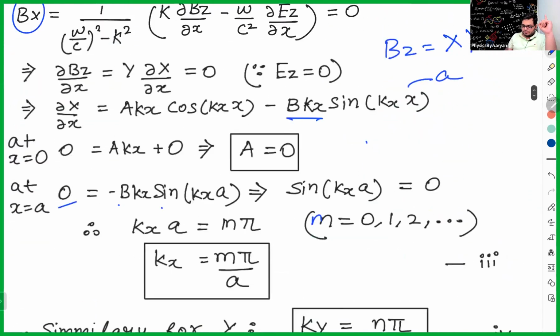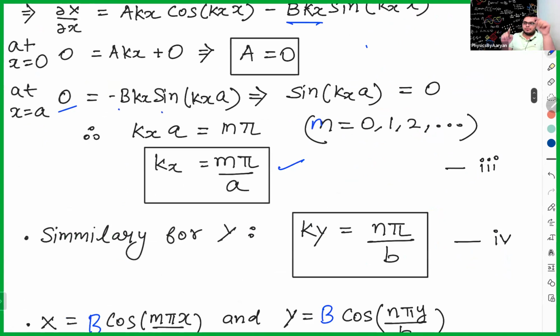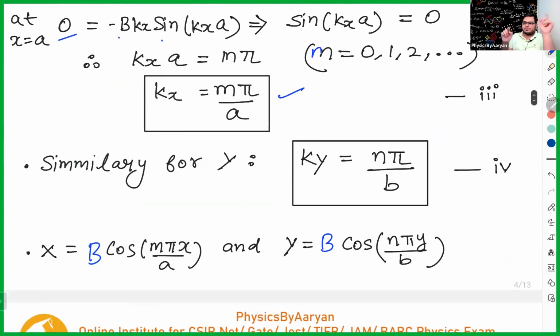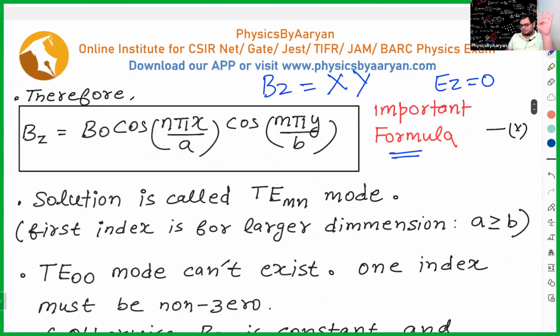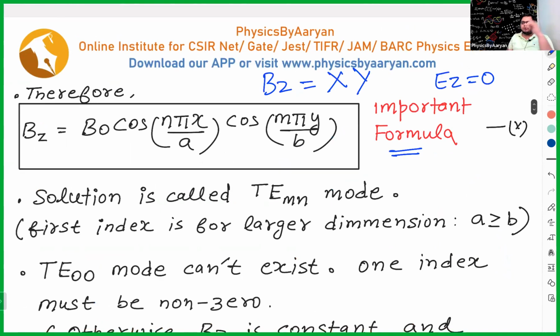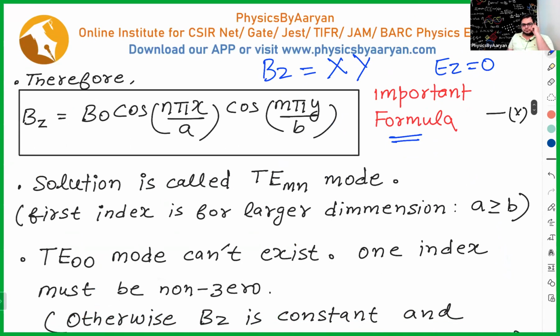The second equation to remember is, what is kx? Kx is m pi by a, and what is ky? Ky is n pi by b. So three equations, and then the fourth equation to remember is this. If you remember these four equations, your work will be more or less done. There are many others as well, but these four are the important ones from this derivation.